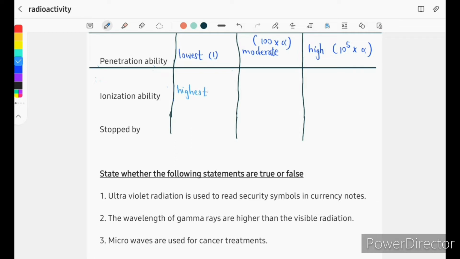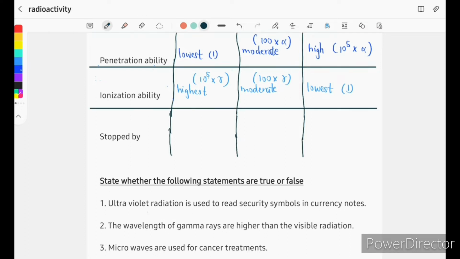Ionization ability of alpha particles is very high, and that of beta particles is moderate. Ionization ability of gamma rays is very low. If the value of it in gamma rays is 1, the value of beta particles is 10 to the power 2 times that of gamma, and the value of alpha particles is 10 to the power 5 times that of gamma. Alpha particle is stopped by a thin paper, the beta particle is stopped by a thin metal foil, and the gamma particle is stopped by a thick lead block or concrete.